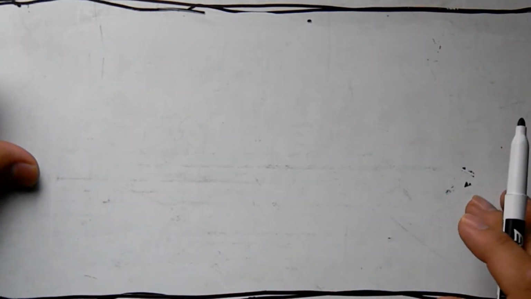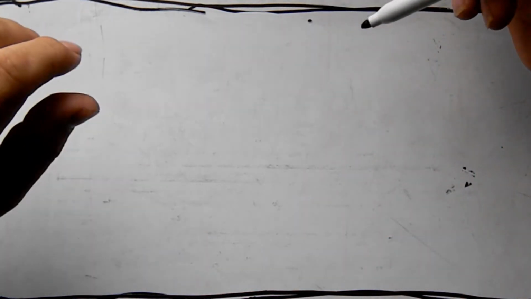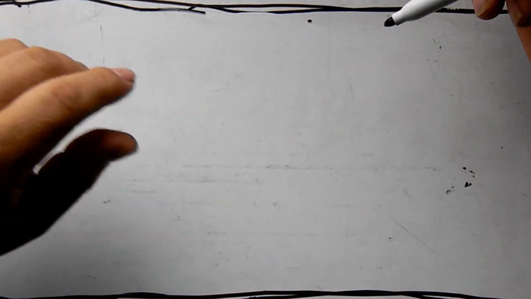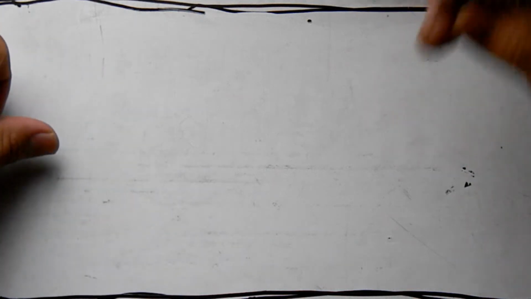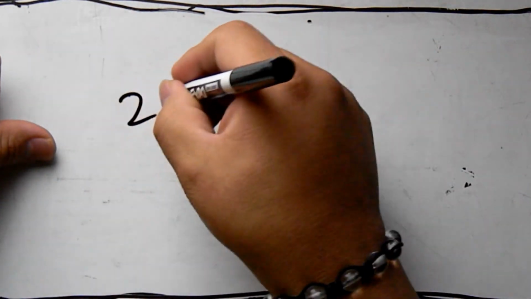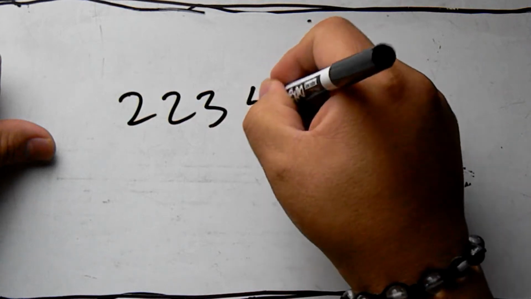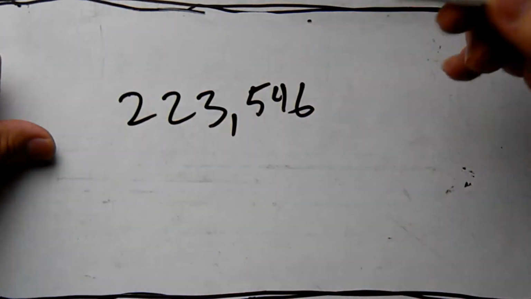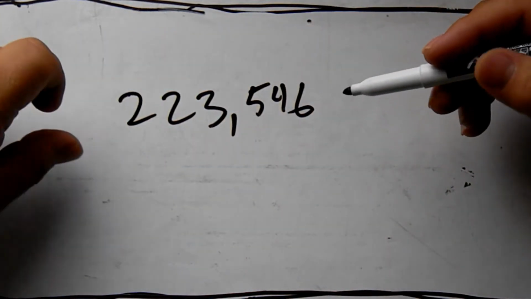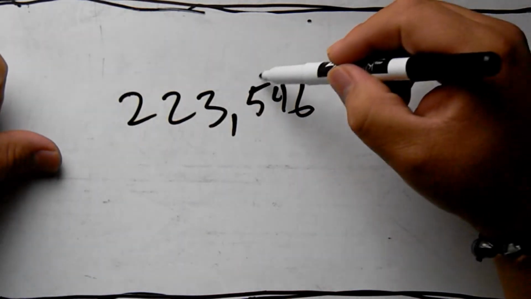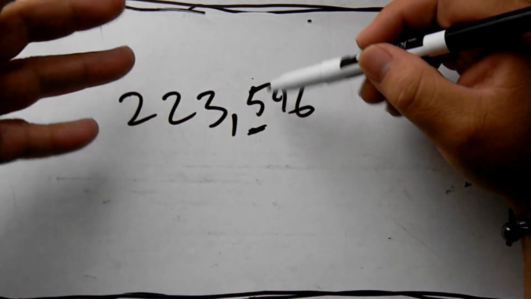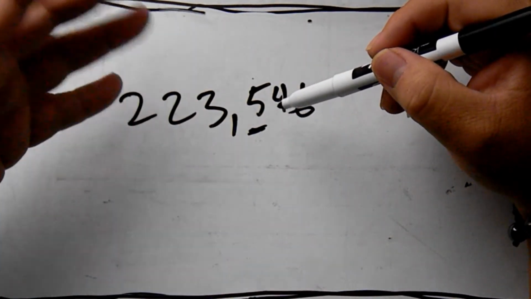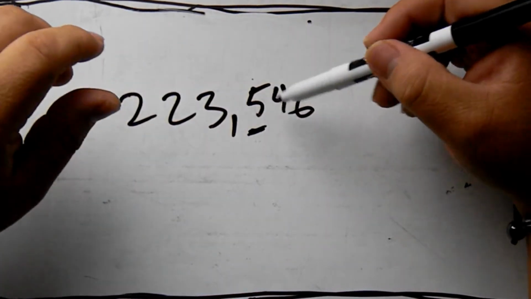Rounding numbers involves rounding them to a certain value or a certain place value. Let's give an example: 223,546. Say that we want to round this number to its nearest number, which is 6 or 5.